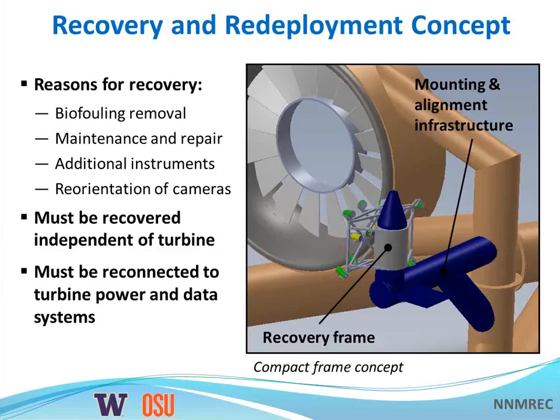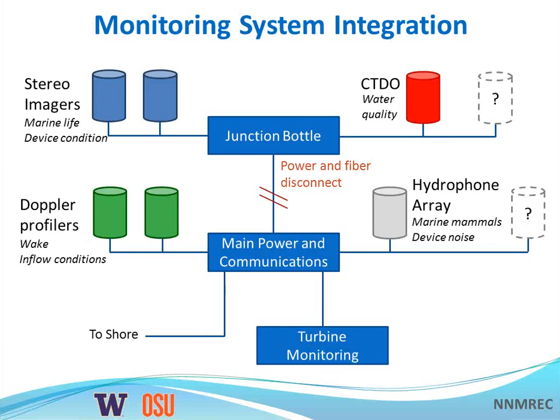The real challenge is getting it back down in the same location and reconnecting it to the turbine power and data systems. One of the concepts we're considering right now involves putting this compact frame on a cylindrical collar that then would be lowered from a surface vessel and would mate with a mounting and alignment frame on the turbine structure itself. So this is one concept we're pursuing that might be used for redeploying the system, and you can see the relative scale of the monitoring system compared to the scale of the turbine.